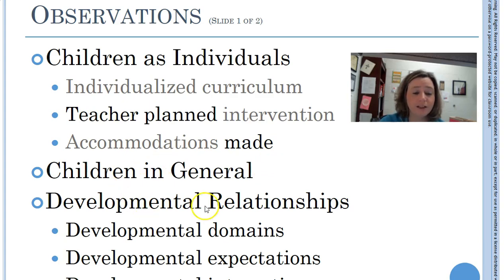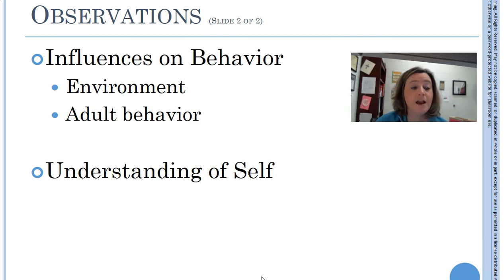Remember, again, we're talking about children just in general, remembering that 2-year-olds are going to be antsy. So you're not going to say, oh, well, during my observation, these 2-year-olds just could not sit still for the 30-minute circle time. They can't. So just keeping in mind that children are children in general. And remembering that we're also looking at the domains, the expectations, and the interactions.